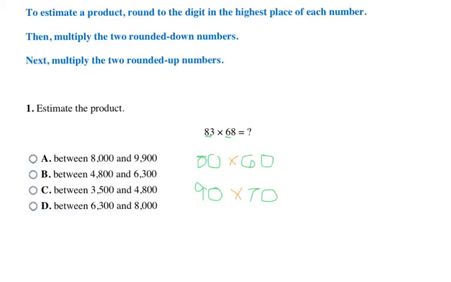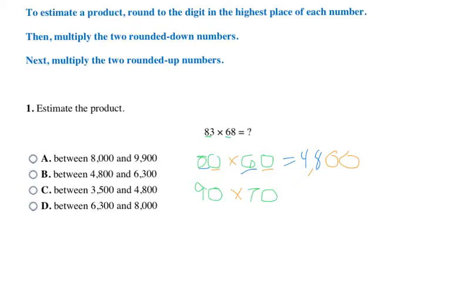Some tricks when you're multiplying by numbers that end in 0 is you can multiply those numbers at the beginning, which here would be 8 times 6, which is 48. And then you can count up the number of zeros in the problem. So there's 2 zeros here, so I put 2 zeros on my answer. And that means that my answer here can be no smaller than 4,800.